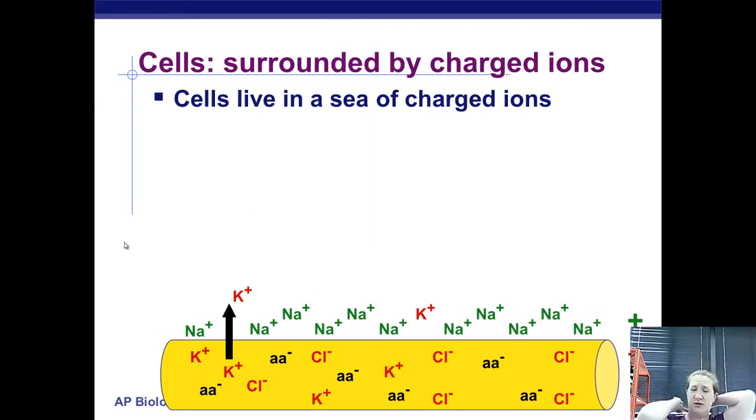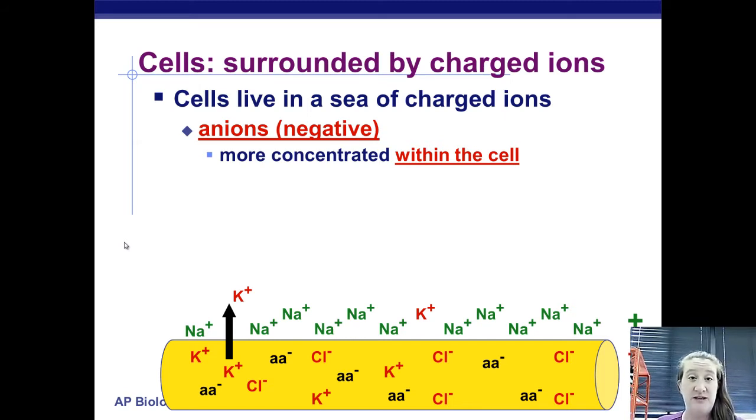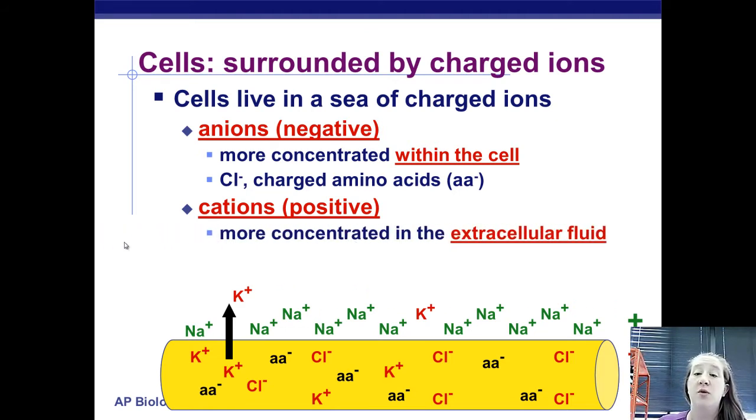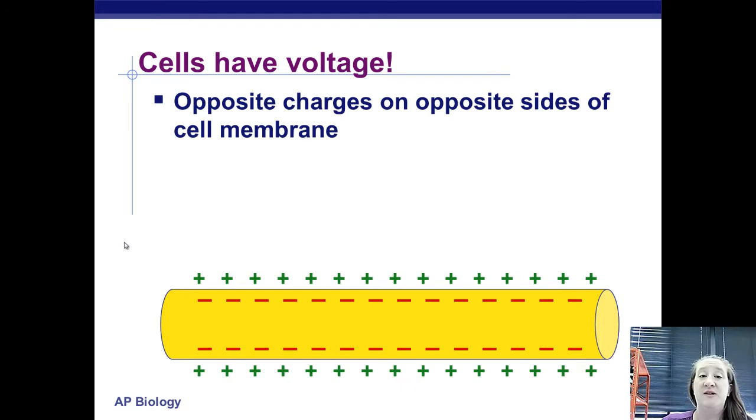Alright, so some things to remember about our cells. Your cells live in a sea of charged ions. Okay? Anions, remember, are negative, and there are usually more of those within a cell than without, because your cells are full of proteins, and almost all proteins are negatively charged. Okay? And then there's also usually a lot of chlorine atoms inside of your cells as well. Cations, remember, are positive, and they're usually more concentrated in the extracellular fluid outside your cells. It's usually sodium that is the biggest one of those.